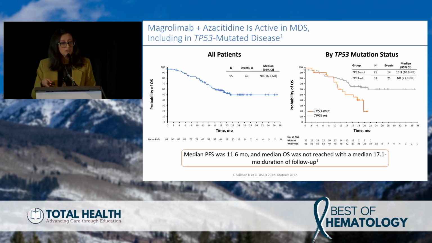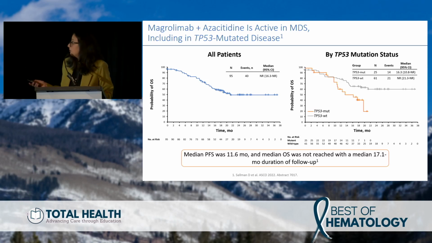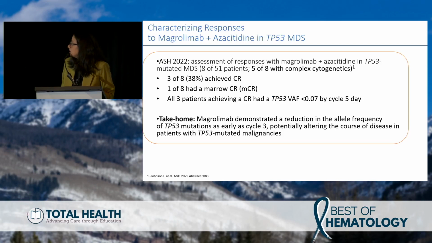So if you look at the drug by TP53 mutation status as well, of course, those that were TP53 wild type did well, but for the TP53 mutant, the separation of the line is not as dismal as you usually see. It does appear that they are responding to the treatment, and the median progression-free survival was about 11 months, and the overall survival was not reached with a median of 17 months of follow-up. So just to finish up really quickly, it does look like it has a high amount of activity in TP53 mutated patients as well in combination with AZA.